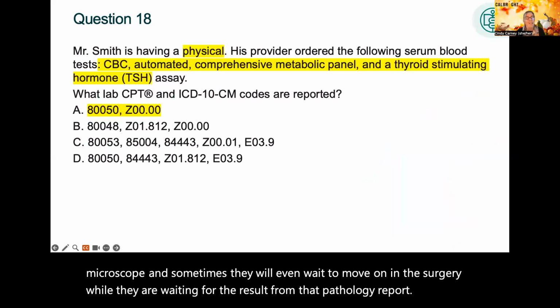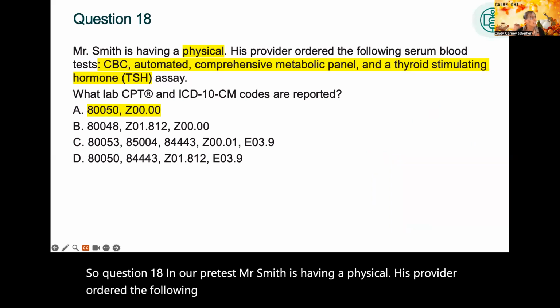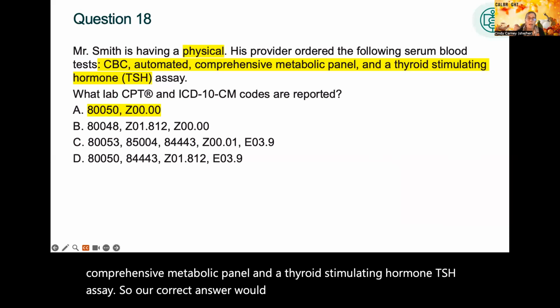So question 18 in our pretest, Mr. Smith is having a physical. His provider ordered the following serum blood tests: CBC automated, CMP or comprehensive metabolic panel, and a thyroid stimulating hormone TSH assay. So our correct answer would have been A, 80050 and Z00.00 for our diagnosis code.